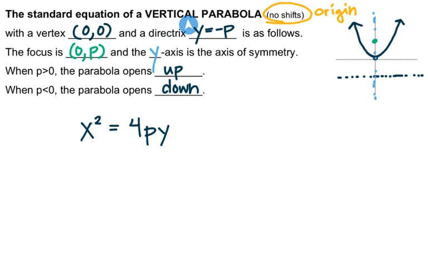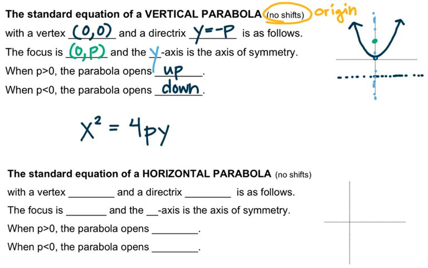So now that we've discussed a vertical parabola, let's compare this with the standard equation of a horizontal parabola, which is centered at the origin. How is this similar and how is this different? So again, we're now looking at a horizontal parabola which is not shifted. That means the vertex is at the origin. Instead of this parabola opening up or down, it's going to open to the left or right.